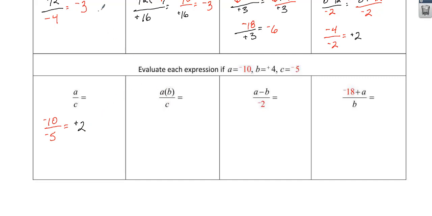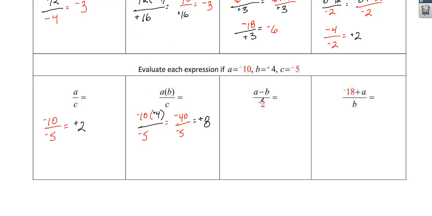A times B divided by C. So A is -10 times B, which is positive 4, divided by C, which is -5. So positive and a negative multiplied together here on top. -10 times positive 4 is -40. Negative times positive, always negative, divided by -5. Now I know my answer has to be positive because these signs are the same. -40 divided by -5, so those signs are the same. Positive 40 divided by 5 is 8.